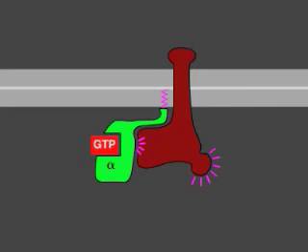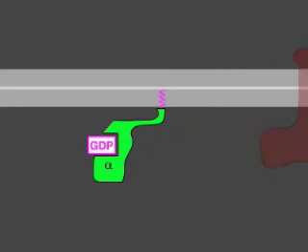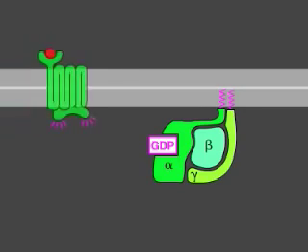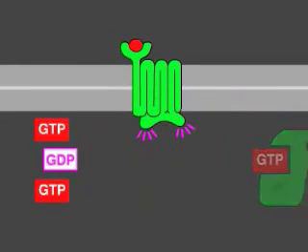Eventually, the alpha subunit hydrolyzes its bound GTP to GDP, which inactivates the subunit. The inactivated GDP-bound alpha subunit now reforms an inactive G protein with a beta-gamma complex, turning off other downstream events. As long as the signaling receptor remains stimulated, it can continue to activate G proteins.